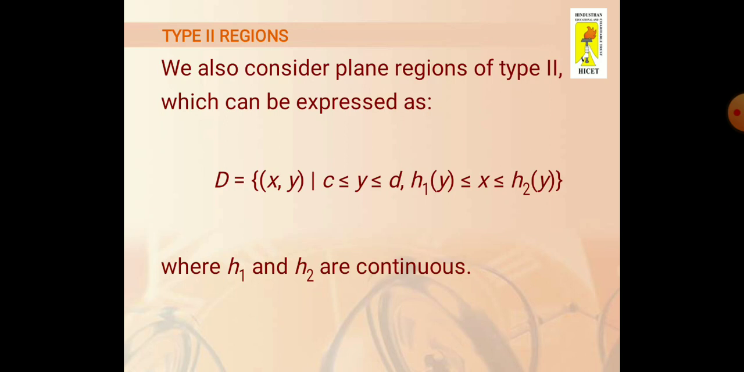So see the type 2 region. We also consider a planar region of type 2, which can be expressed as domain D equal to (x, y), where y lies between c to d and x lies between h1 of y to h2 of y, where h1 and h2 are continuous.